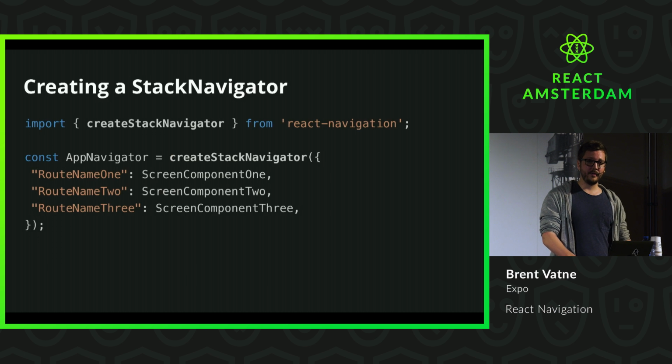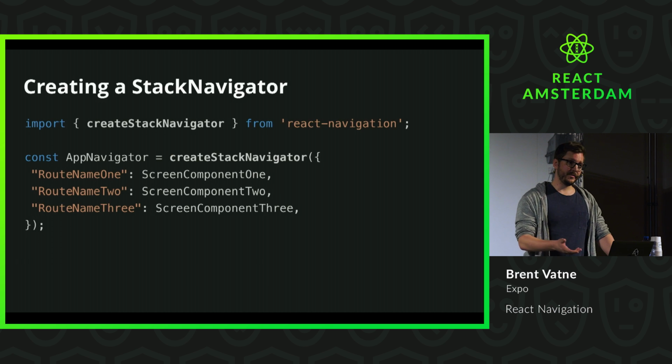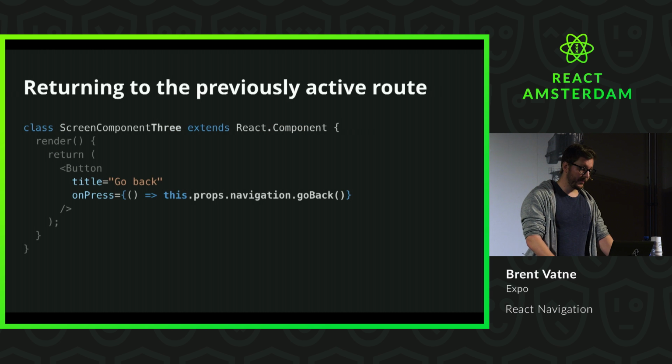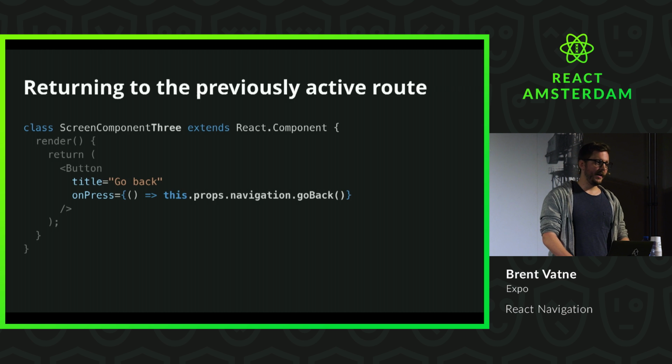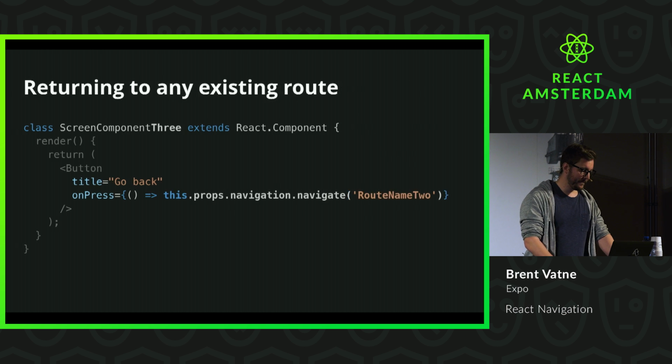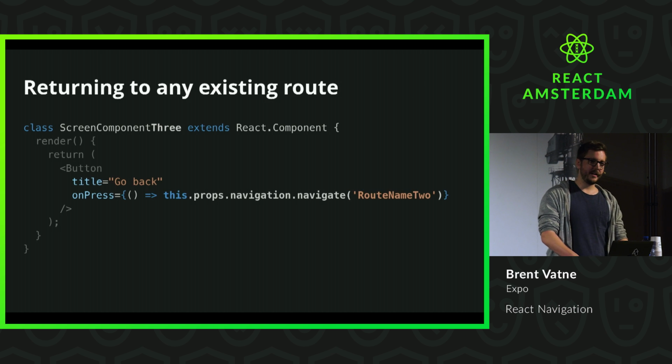The API for creating a stack navigator is identical, except you swap out the word switch with stack. And to navigate to a route, it's the same thing. One difference here is Switch Navigator doesn't actually maintain any sense of history, so you can't go back to other screens, but Stack does have history, and so you can call go back to another screen.